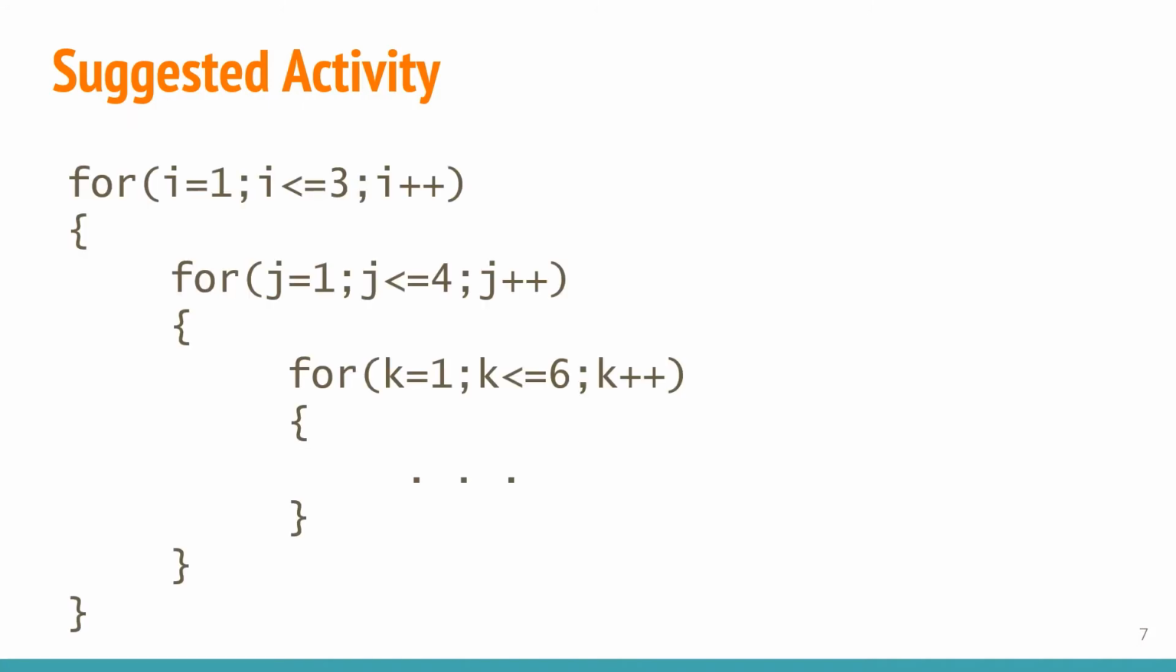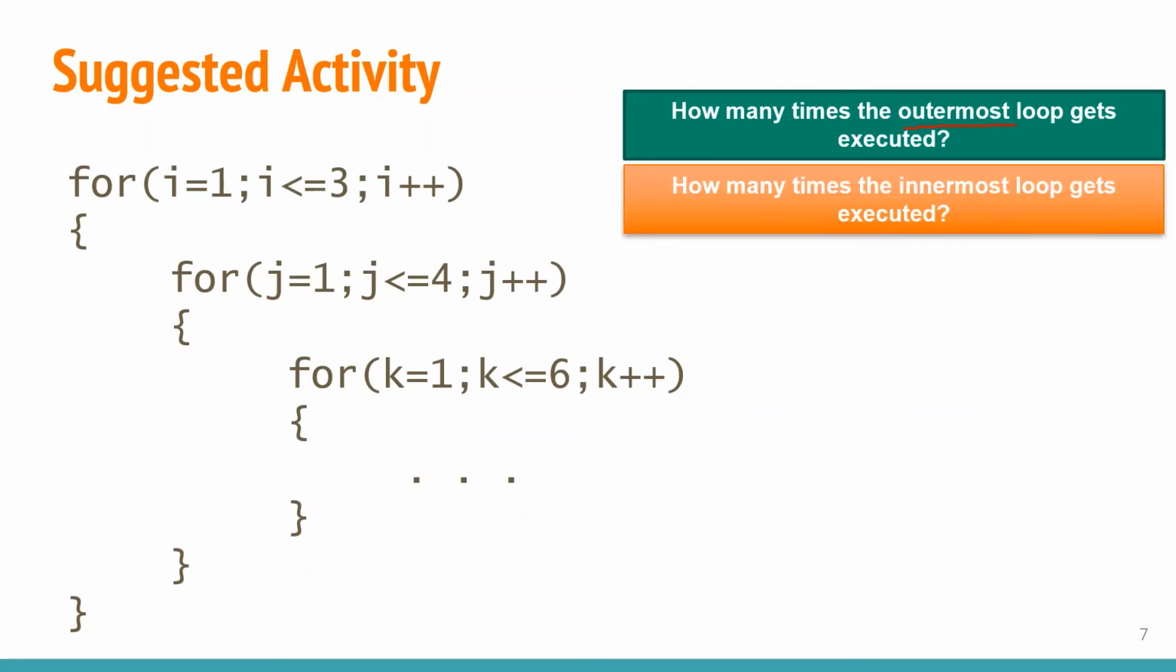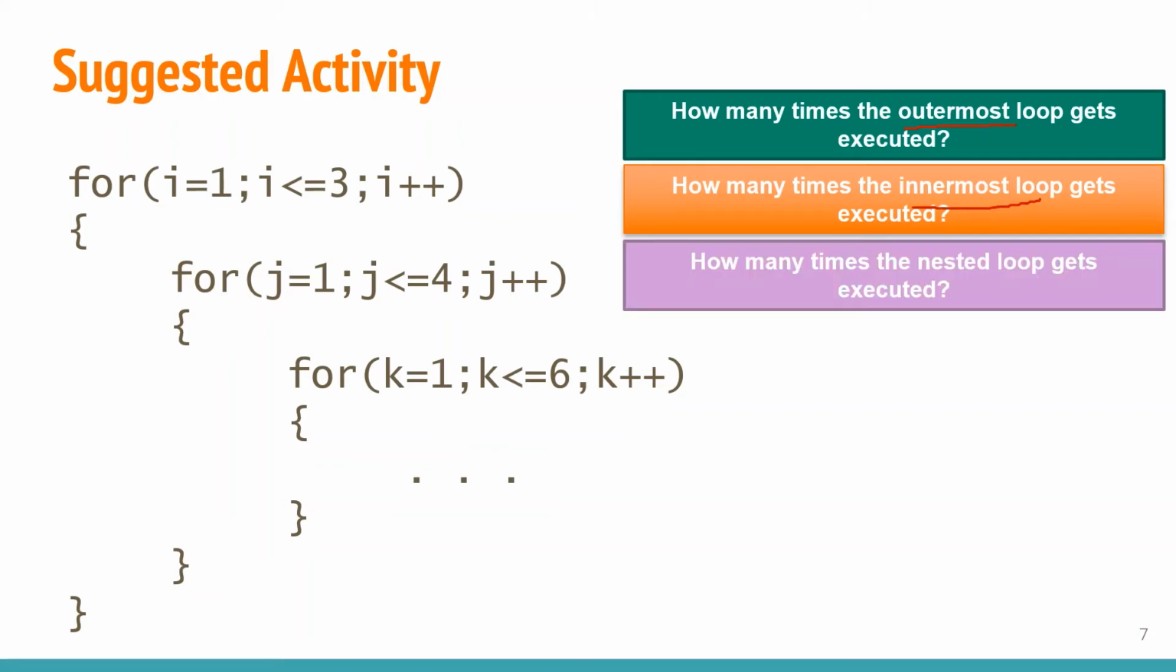Moving on to the next. Now I have a suggested activity for you. Here we have 3 nested loops. This is the innermost loop. This is the outermost loop. Can you try to find the answers for these questions? How many times does the outermost loop get executed? How many times does the innermost loop get executed? And how many times does the nested loop get executed in total? Please try to find the answer for this and put your answers in the comment section.